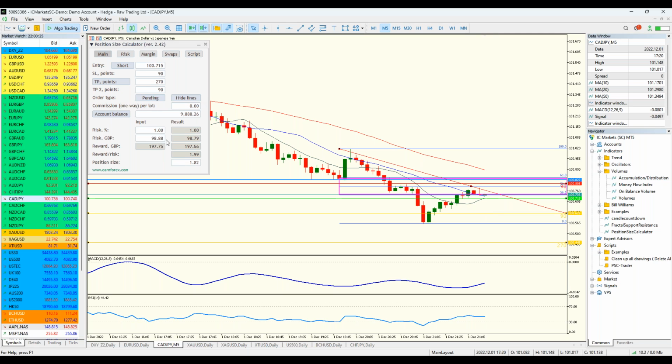I'm going to run the script at 1%. Okay, so 1%, I'm just going to run it. And that's it. That's my trade is now done. It's set up as a pending order.